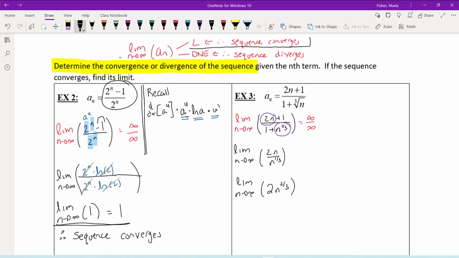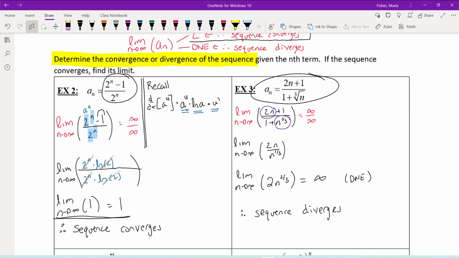And now I'm going to take the limit again. Well, what's the limit as n goes to infinity of 2n to the 2/3? Well, that's going to equal infinity. Since I got infinity and we know that that means that my limit does not exist, that means that this sequence diverges. Again, what you want to think there is when I list out the numbers for this sequence, my numbers are either getting infinitely bigger or not approaching a value.